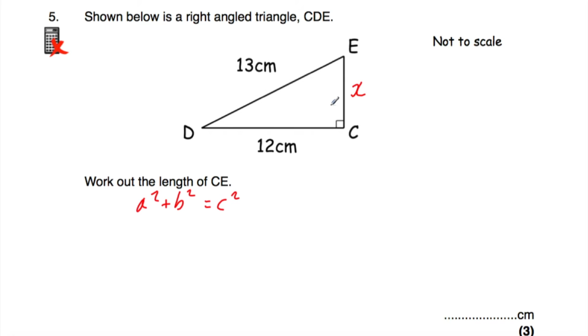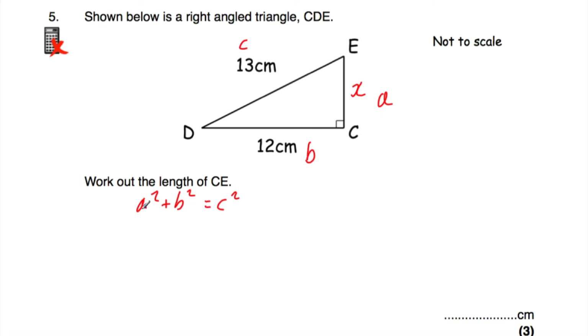And let's label the sides. So we've got the two shorter sides here. Let's label that one A and that one B. Again, you can do it the other way around if you wish. And the longest side of the right angle triangle will be C, and that's obviously opposite the right angle. So this side is C, the longest side of the right angle triangle. So we've got Pythagoras' theorem.